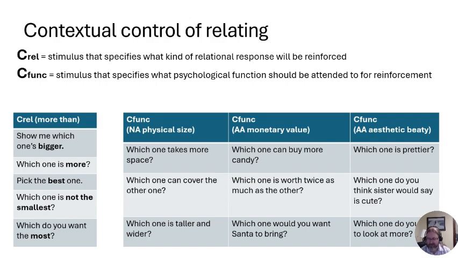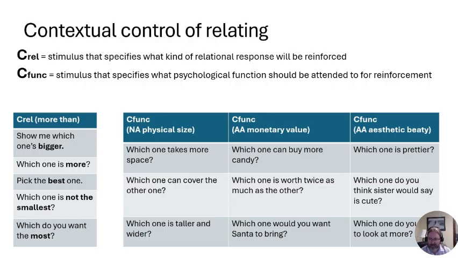So sometimes when we say, is that the same? We're asking for a relational response based on sameness. When we ask which one's bigger, which one's smaller, right? It's a different kind of frame. So the stimulus that tells us what kind of relation we're looking for is called CREL.